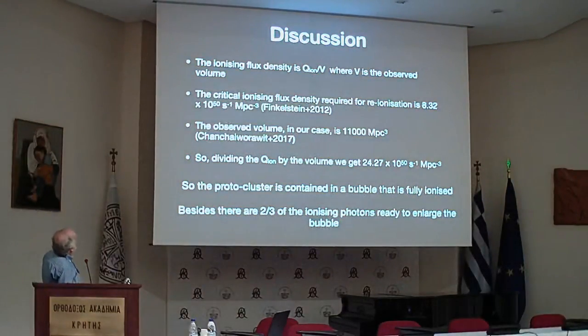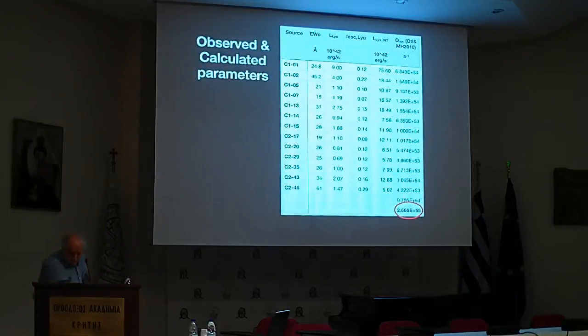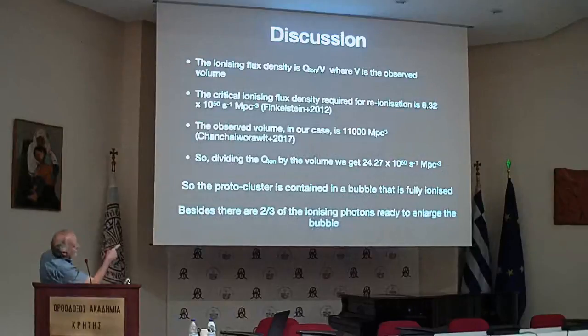From a paper by Finkelstein in 2012, the critical ionizing flux density required for reionization is about 8.3 times 10 to the 50 photons per second per cubic megaparsec. We observe a volume in our case in the protocluster which is 11,000 cubic megaparsecs. If we divide that number by 11,000 megaparsecs, we arrive at 24 times 10 to the 50 photons per second per cubic megaparsec. This is about three times the photon density required to reionize the universe. So that bubble containing our protocluster is reionized.